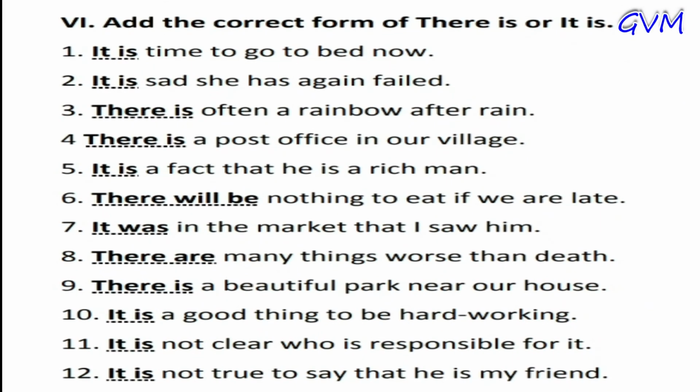Now, we have question number 6. Add the correct form of there is or it is. First, dash time to go to bed now and the answer is it is. Second, dash says she has again failed and the answer is it is. Third, dash often a rainbow after rain and the answer is there is. Fourth, there is a post office in our place. Fifth, it is a fact that he is a rich man. Sixth, there will be nothing to eat if we are late.